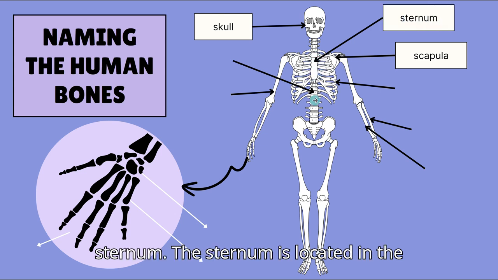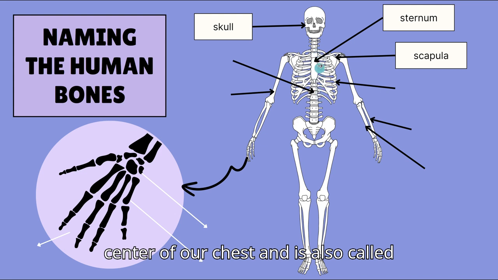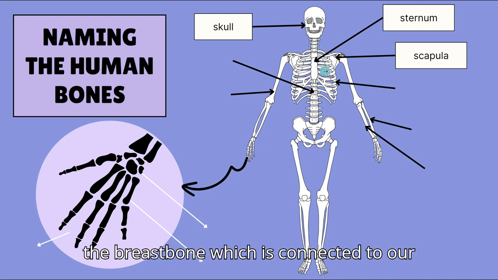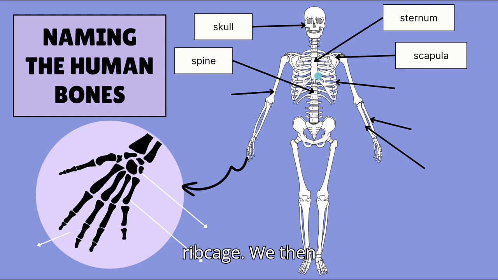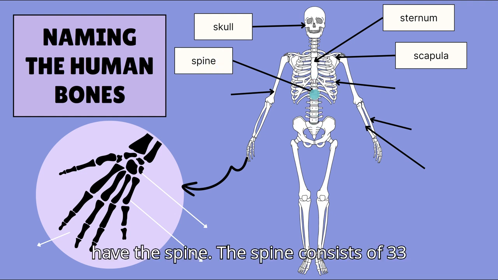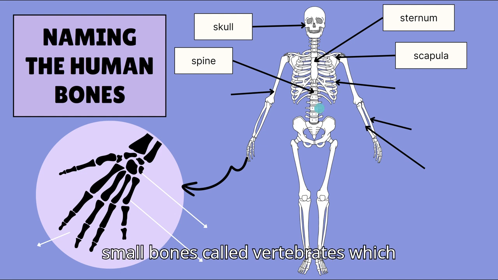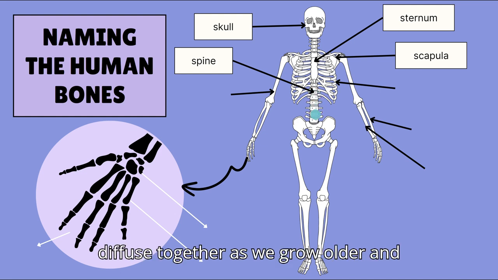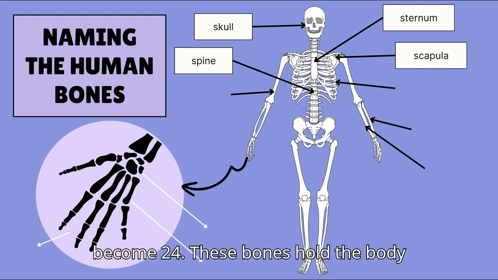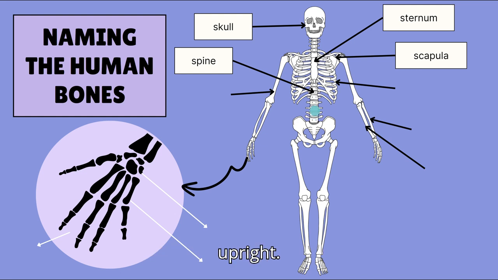Next we have the sternum. The sternum is located in the center of our chest and is also called the breastbone, which is connected to our rib cage. We then have the spine. The spine consists of 33 small bones called vertebrae, which fuse together as we grow older and become 24. These bones hold the body upright.